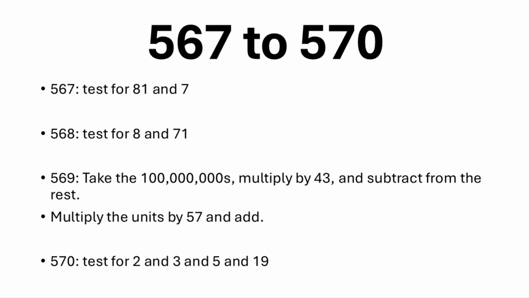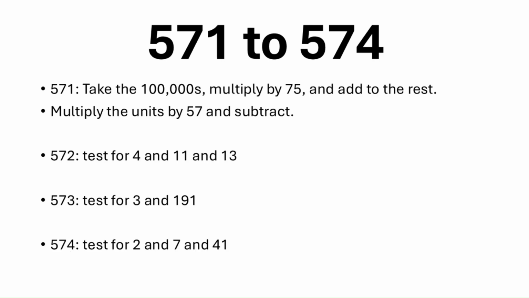569, take the 100 millions, multiply by 43, and subtract from the rest. Multiply the units by 57 and add. 570, test for 2 and 3 and 5 and 19. 571, take the 100,000s, multiply by 75, and add to the rest. Multiply the units by 57 and subtract.